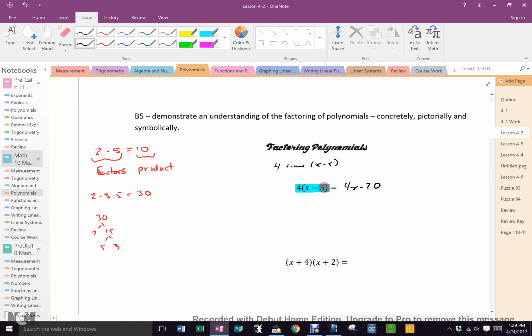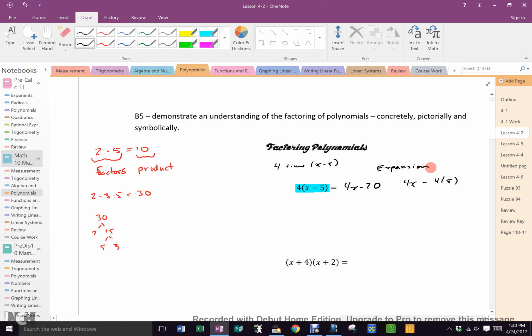Now you guys should be able to look at that and look at what I've highlighted and see what I did to get from there to there. What did I do? Sarah? Yeah, exactly. That's all this is: 4x, 4 times x, minus 4 times 5. Correct? There's the 4x, there's the 20. Agreed? Now, this is what we've been practicing already. This is called expansion.